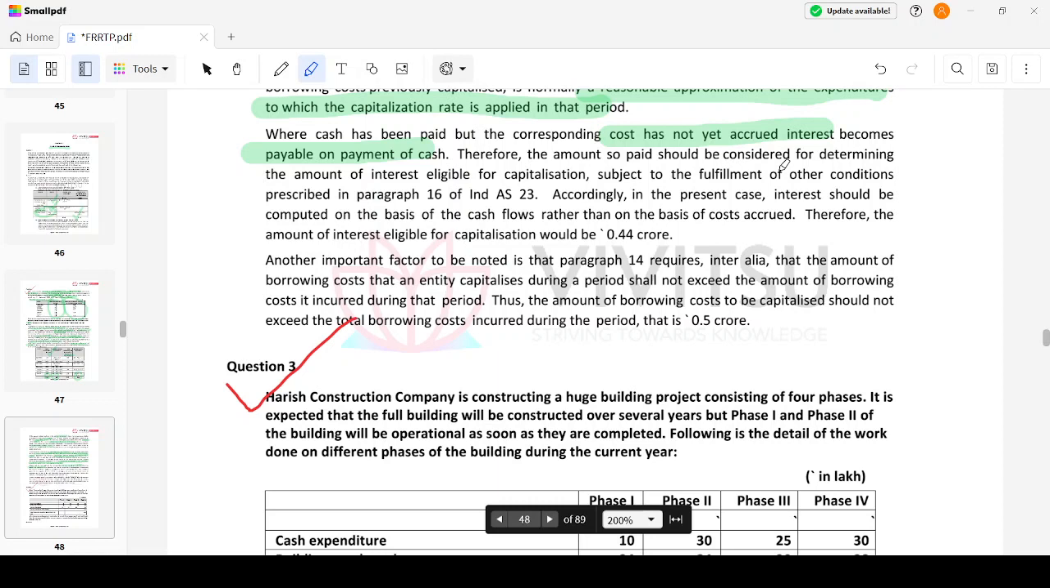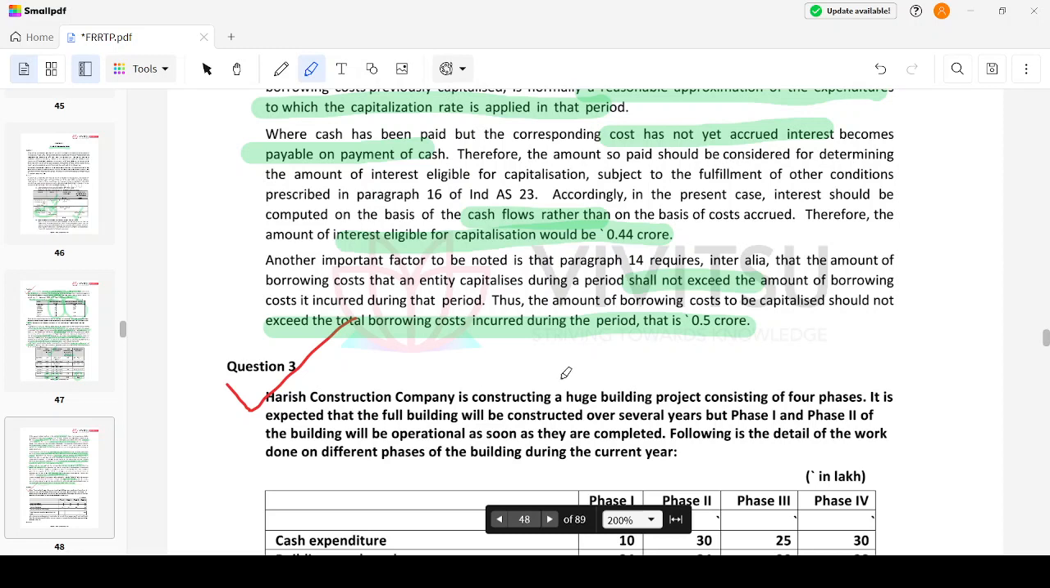Interest should be computed on the basis of cash flow. So some 4 crores odd into 11%. Therefore, the amount of interest eligible for capitalization is 0.44 crore. Another important factor is that this interest should not exceed the actual interest accrued for that particular period. The amount of borrowing cost that an entity capitalizes shall not exceed the amount of actual borrowing cost incurred during the period. That is 0.5 crore. So this is less than this. We will capitalize this amount and take the 0.06 crore to the profit and loss account.